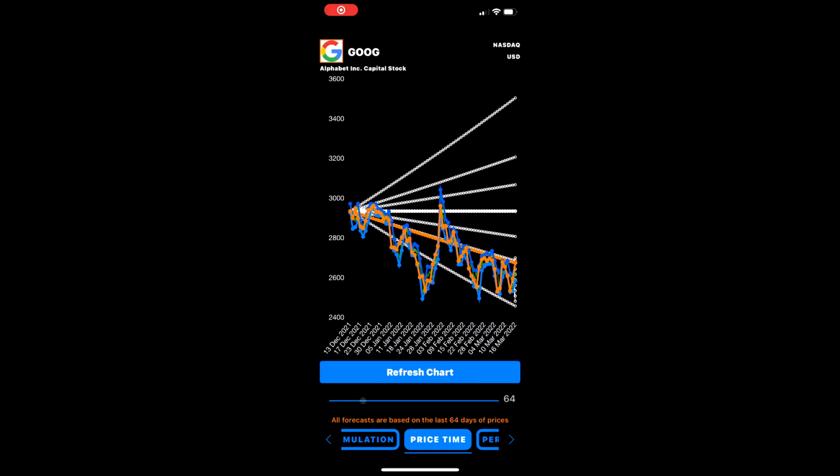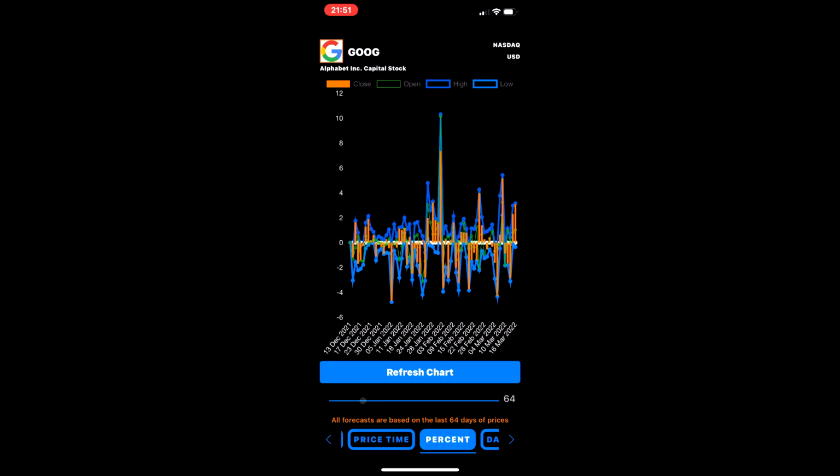There is much more to the price time chart that is useful for all traders and which we will discuss in future episodes. But in the next episode, we continue with Theta 45's user guide and move on to the percent screen.